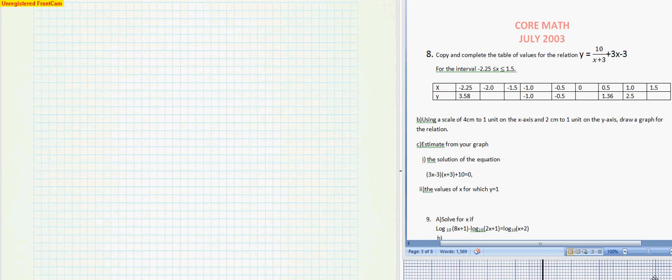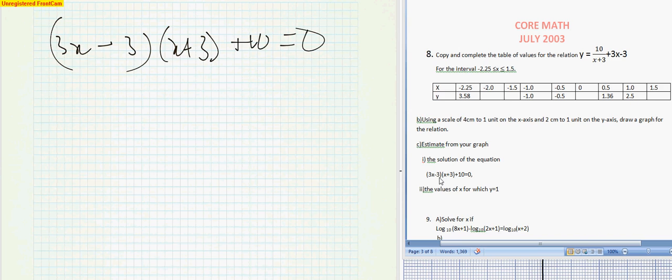Now let's look at the C part of the problem, which is right here. It says estimate from your graph the solution of the equation 3x minus 3x plus 3 plus 10 is equal to 0. Always remember that you can only use your graph if you can modify the equation to suit what you plotted.